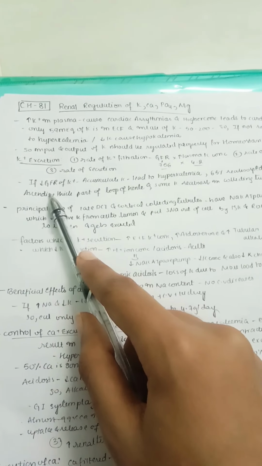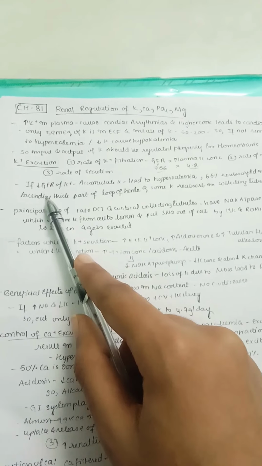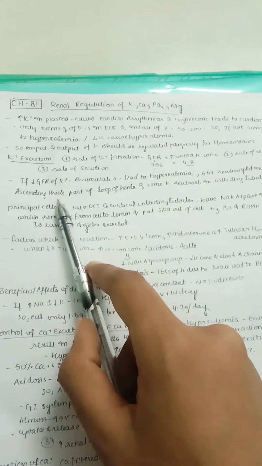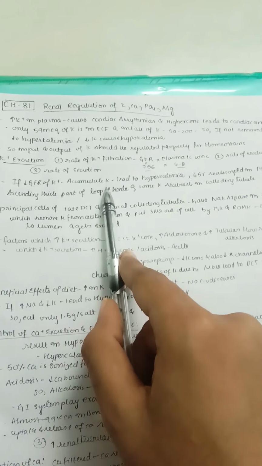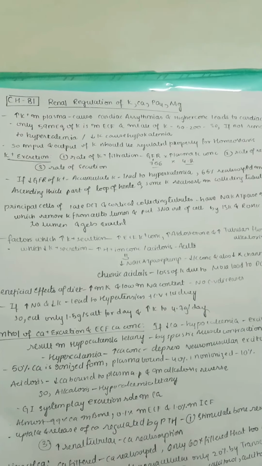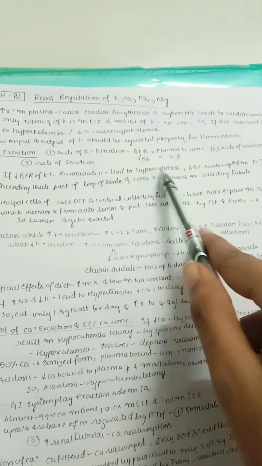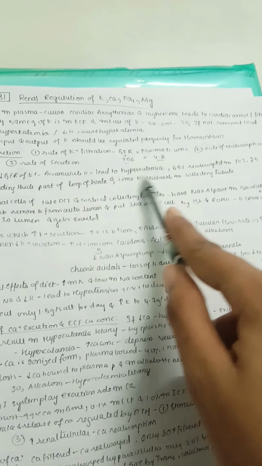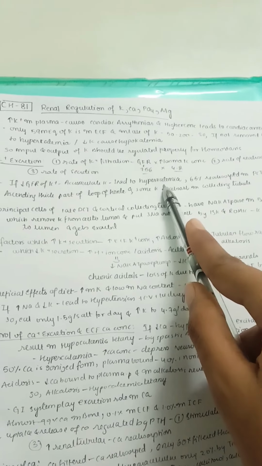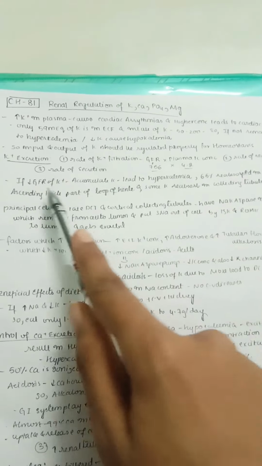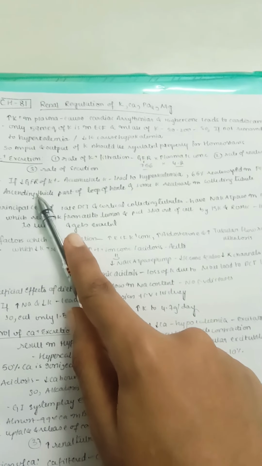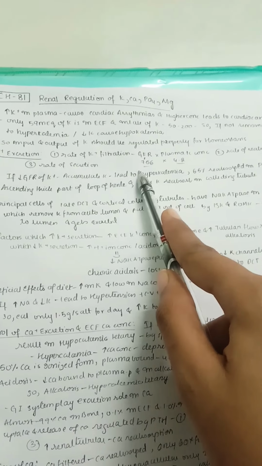For example, if there is a low glomerular filtration rate for potassium, then potassium starts accumulating in the body tissues. This leads to hyperkalemia. Whenever potassium is high in the blood, it is called hyperkalemia. So if the GFR, the filtration, is low, it is more in the blood, leading to hyperkalemia.